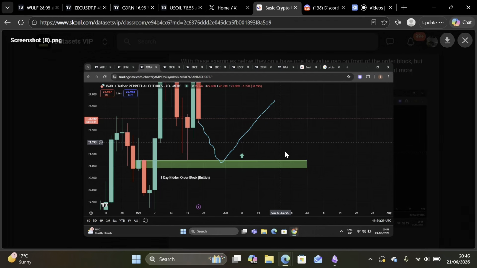Now, coming down here, there's an example of a hidden order block. So you have your order block right here, and it's hidden behind a fair value gap. So what price has done here, the candle body has totally ignored these orders.